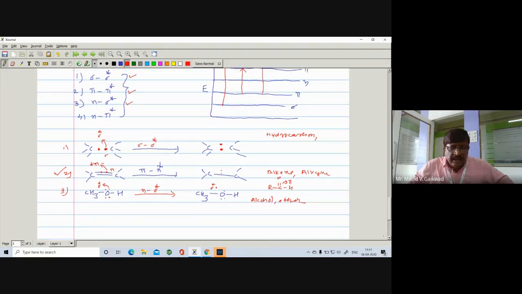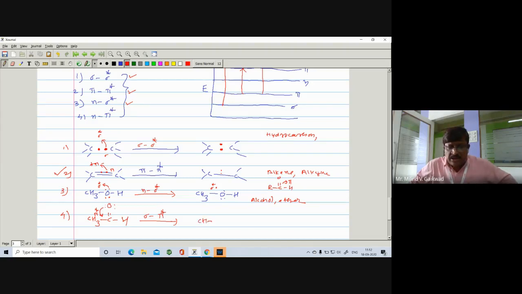Number four is the n to pi star, right? When one of the lone pairs is shifted towards the pi star, it is called n to pi star transition. Example: CH3, C double bond O and H, an aldehyde. Here it contains two lone pairs. When one of the lone pairs is shifted towards the pi star, it is called n to pi star transition.